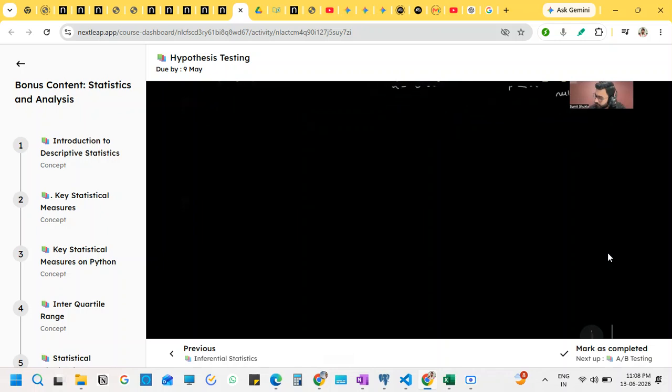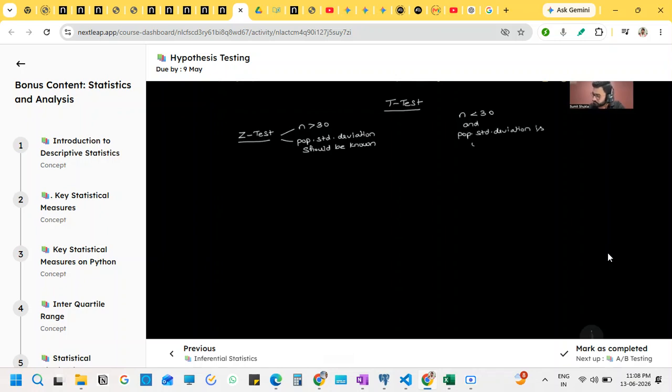Okay, so let's now talk about the t-test. Now, why do we need the t-test first of all? When we perform a z-test, there are two conditions. Number one, either your n, which is your sample size, should be greater than 30, or your population standard deviation should be known. Now, what if both of them are not possible? What if n is less than 30 and the population standard deviation is unknown? In this case, we use the t-test.